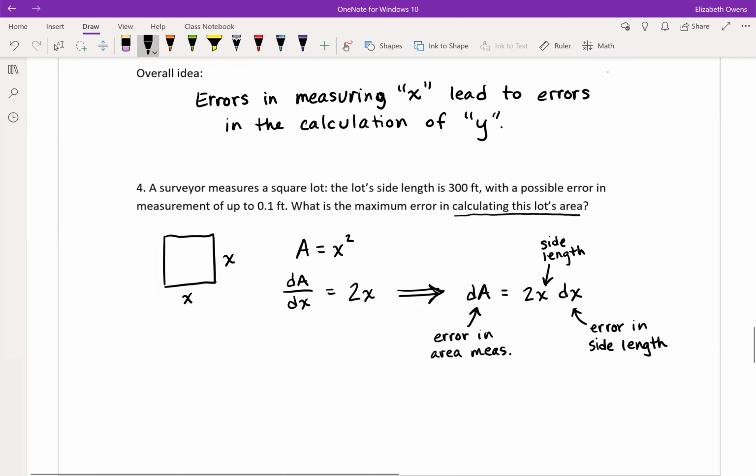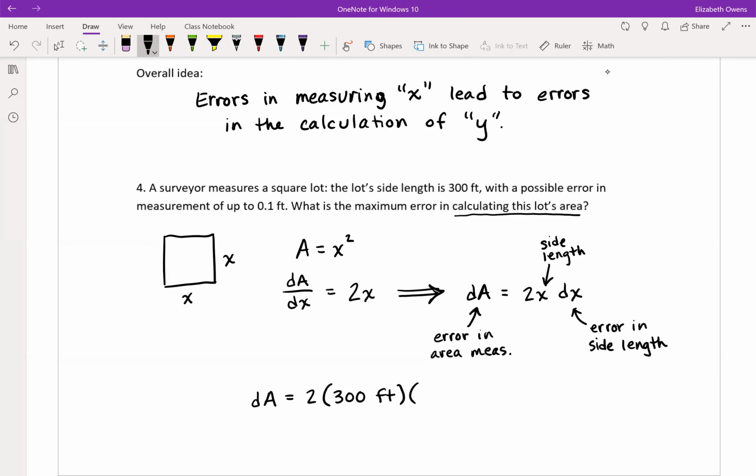So that will have an effect on this differential as well. So if we want to calculate dA, the error in measuring the area of this lot, we would do dA equals 2 times x, which, side length is 300 feet, and then times dx, the error in that side length calculation.